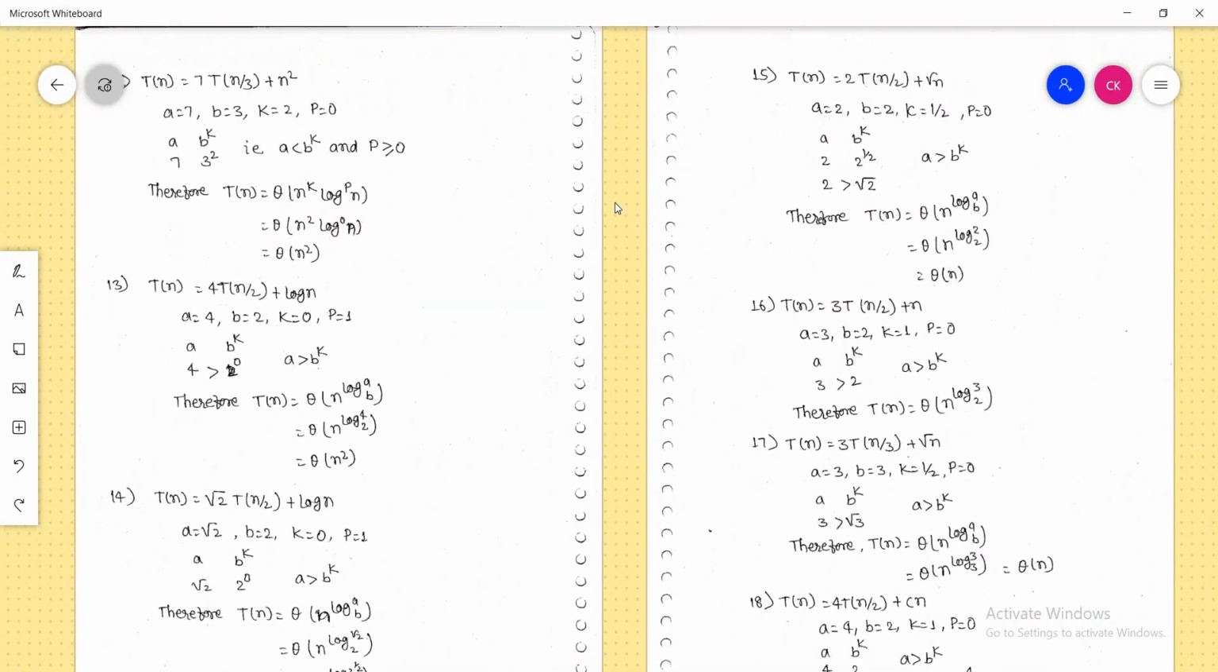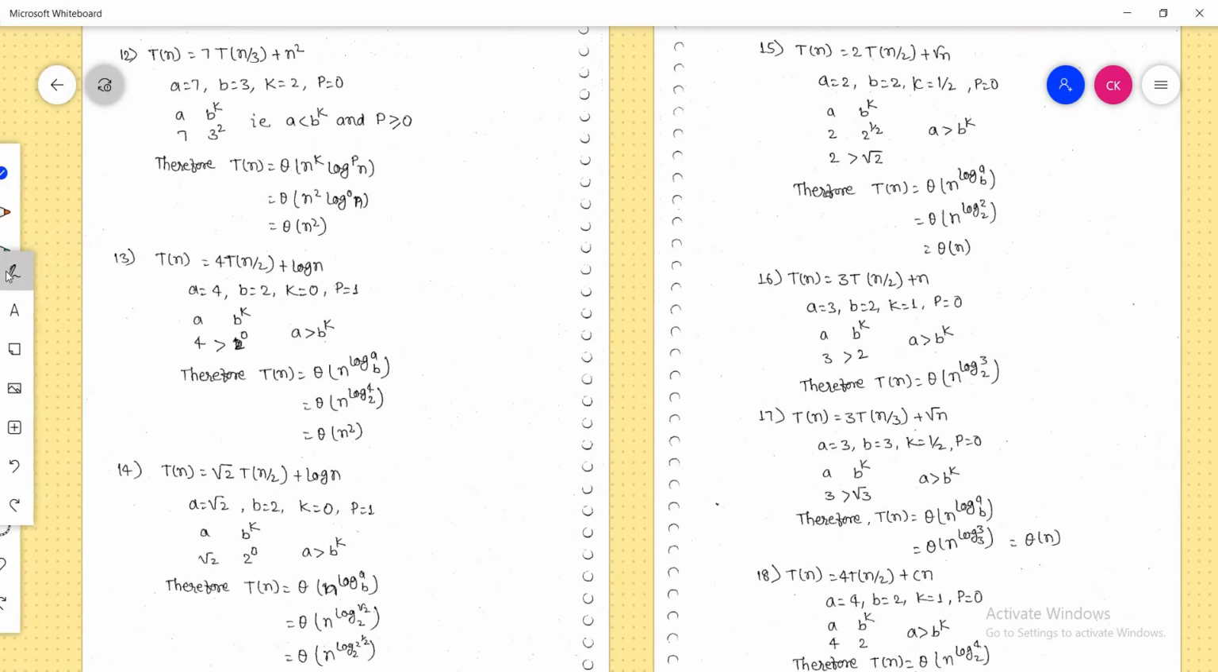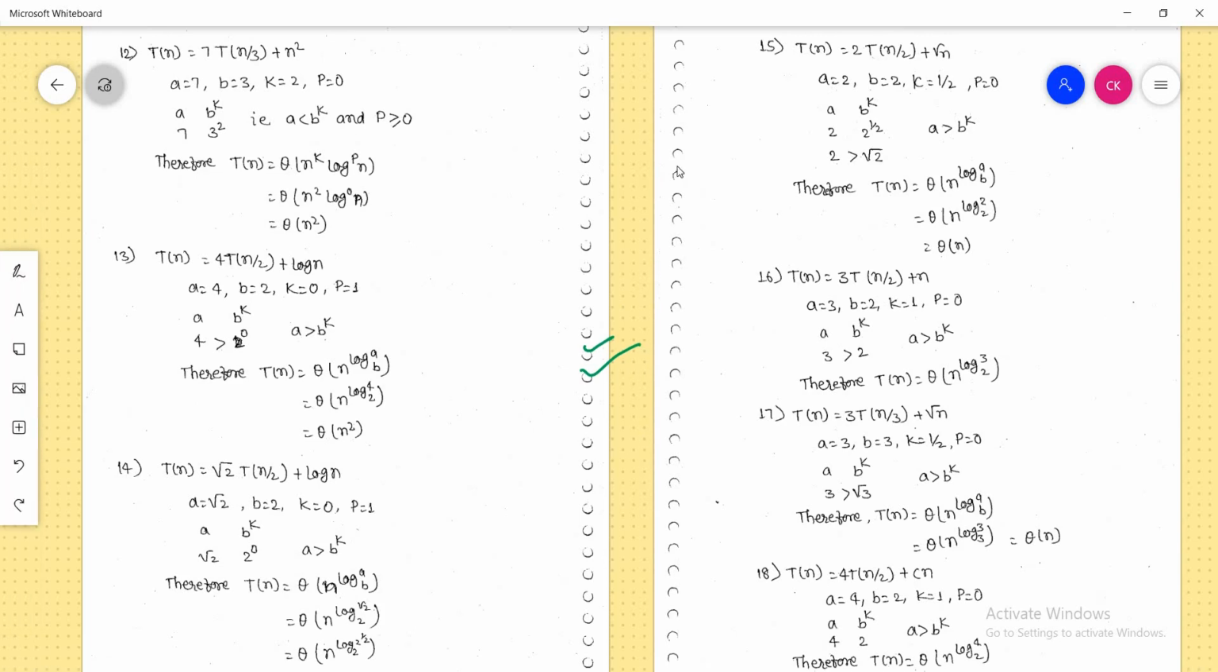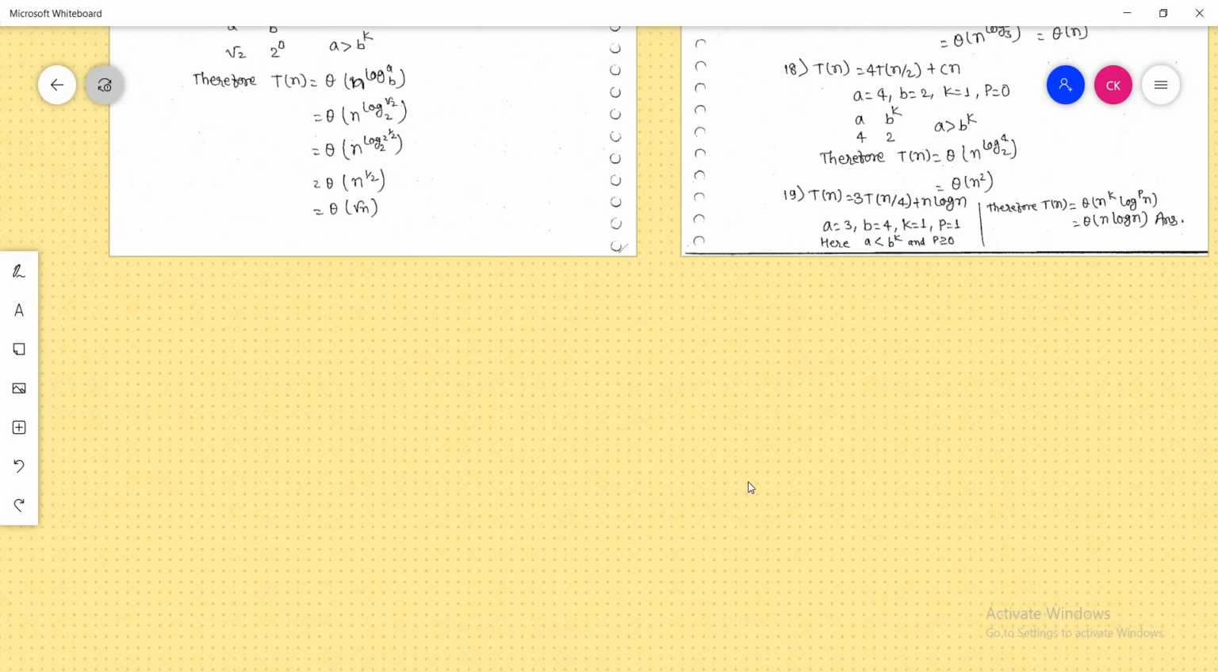So similarly, please try to solve all these questions so that you will get more and more practice. So this is all about master theorem. Let me summarize all this.